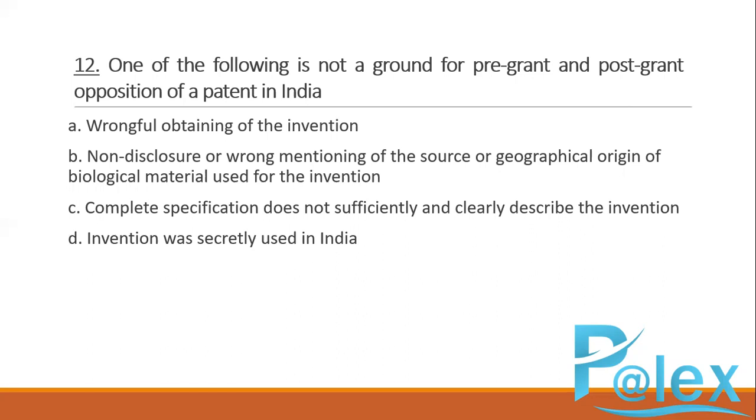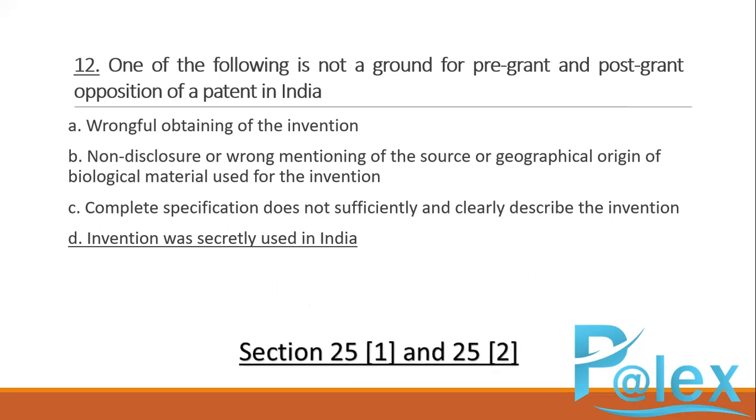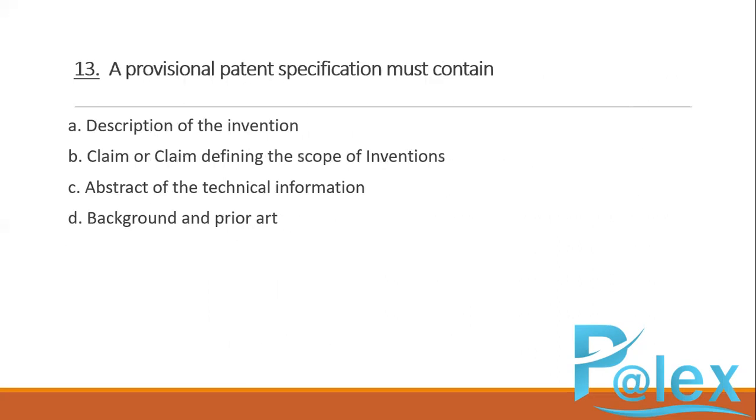I have gone through that elimination route. Basically, I didn't know the exact answer, but I knew these are the three grounds, and the right answer is it was secretly used in India. And as I said, 25(1) and 25(2) are the sections for pre-grant and post-grant opposition. The grounds are exactly similar in both the cases.